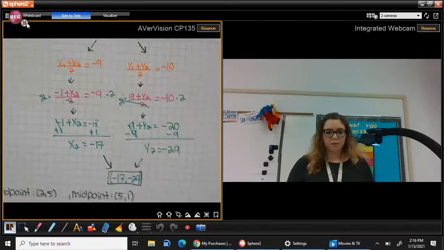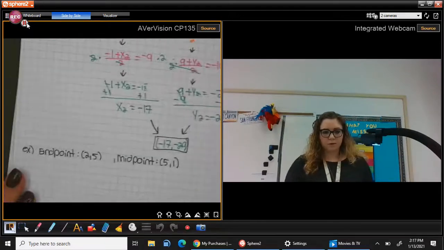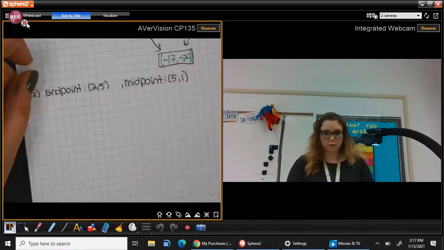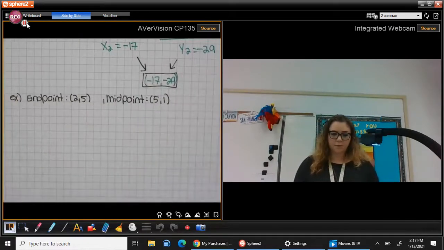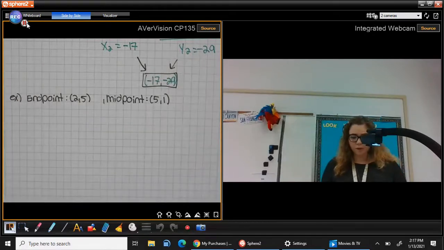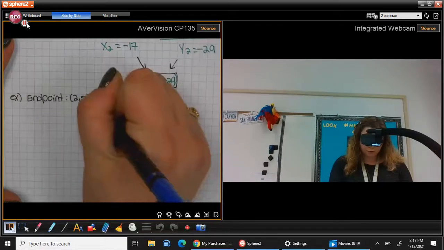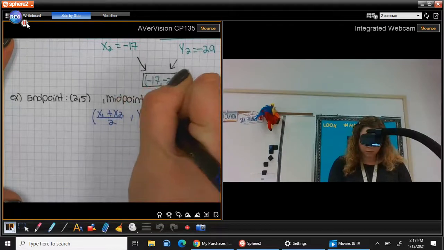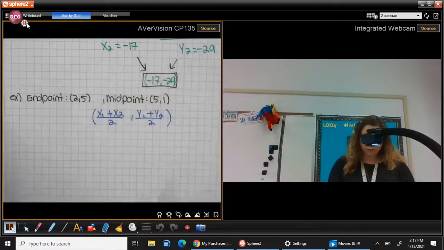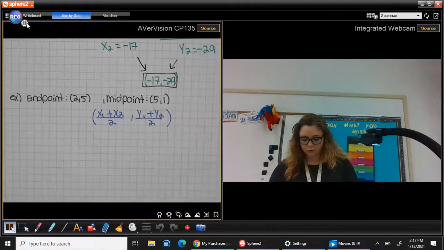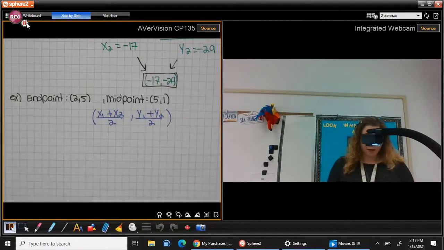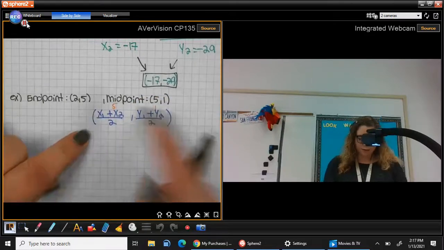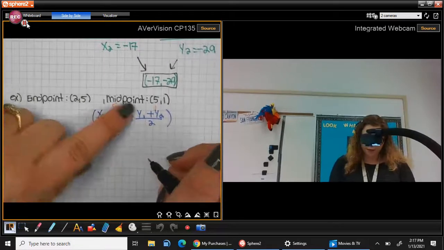Okay, so let's do this next one. Step 1, I'm going to write out my midpoint formula. Step 2, I am going to create my equation using what we know. My midpoint is 5, 1, so I'm going to set this side equal to 5, and this side equal to 1.